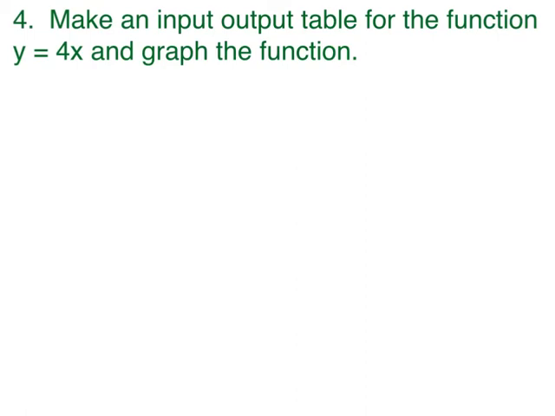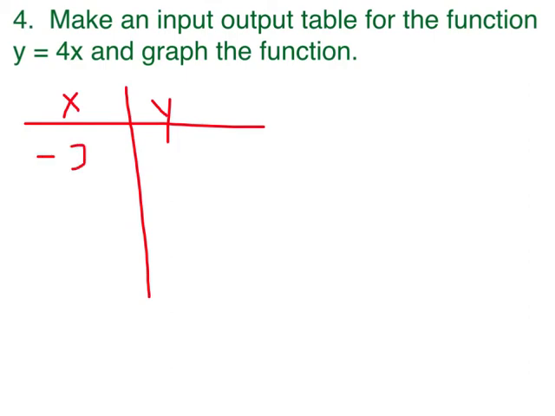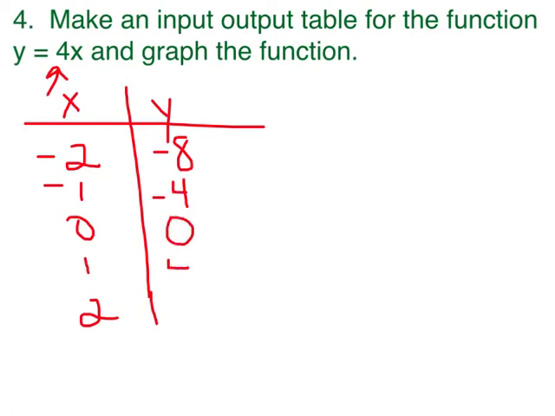Example number 4. Make an input-output table for the function y equals 4x and graph the function. So this is my input, my x, and my output is my y. Since I'm just graphing it, I'm going to plug in values for x. So -2, -1, 0, 1, and 2. When I plug -2 into that equation, I get 4 times -2 is -8. 4 times -1 is -4. 4 times 0 is 0. 4 times 1 is 4. And 4 times 2 is 8.